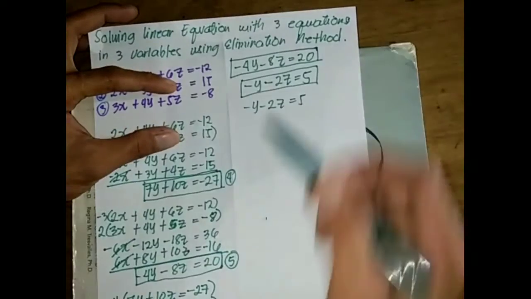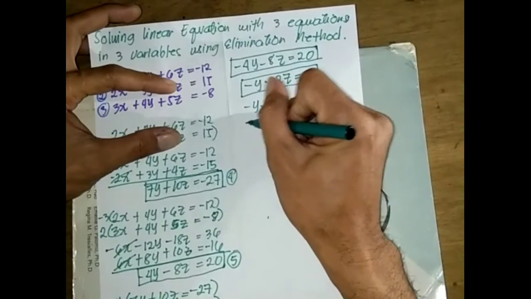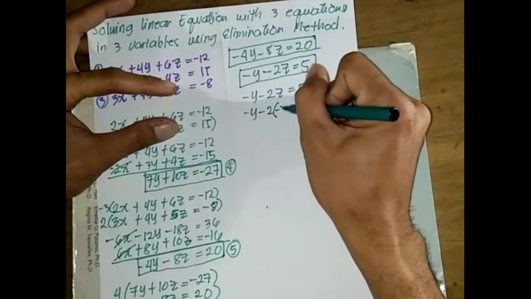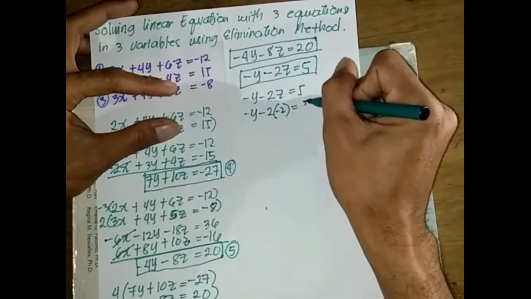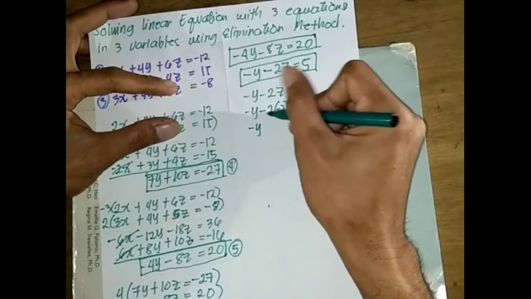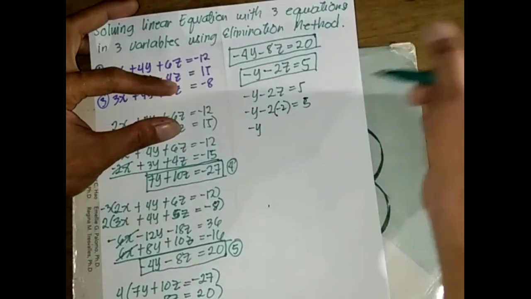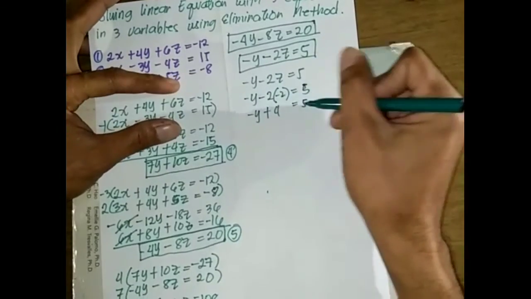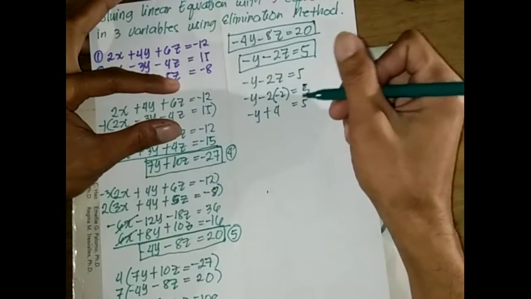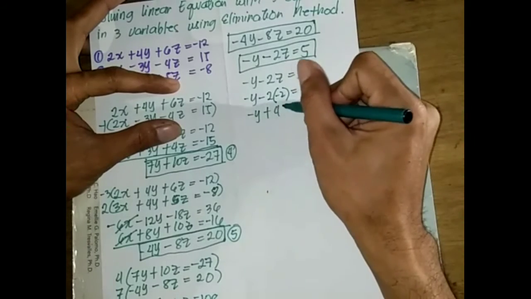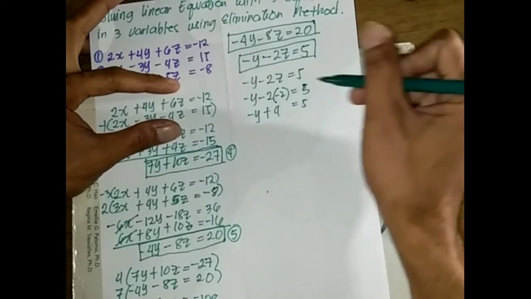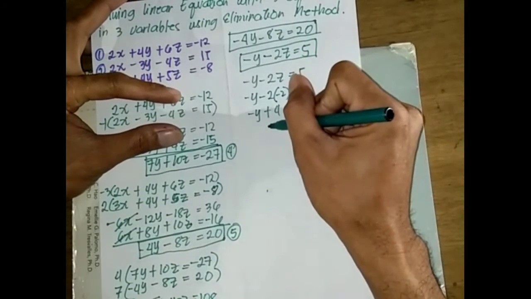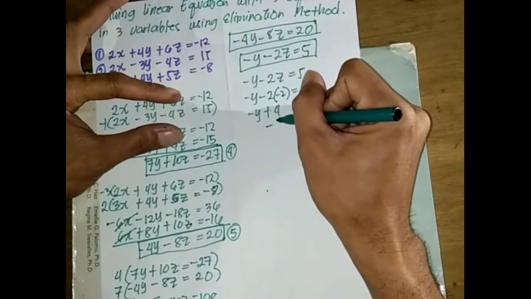So isusubstitute natin yung z value natin. So negative y minus 2 times the value of z, which is negative 2, equals 5. Negative y, negative 2 times negative 2 is equal to positive 4. Then our goal is to isolate one variable on the left side of our equation. Then we will add both sides by the inverse of our constant term on our left side, which is 4. Then it will turn to negative 4.